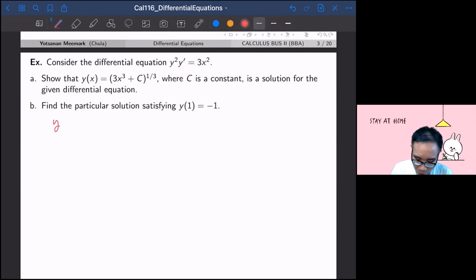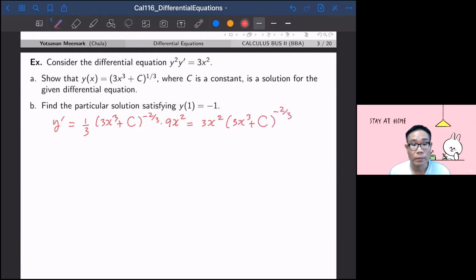So you have y prime equal to, you differentiate this one, so it's going to be 1/3 times 3x cubed plus c to the negative 2/3 times 9x squared. So you would get 3x squared times 3x cubed plus c to the negative 2/3. So this one will be your y prime.